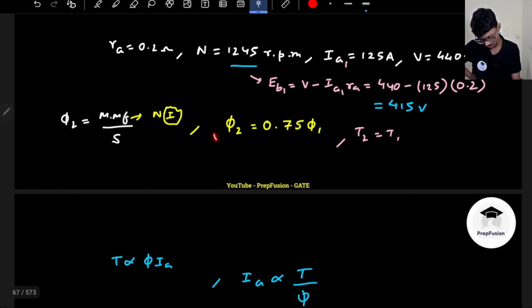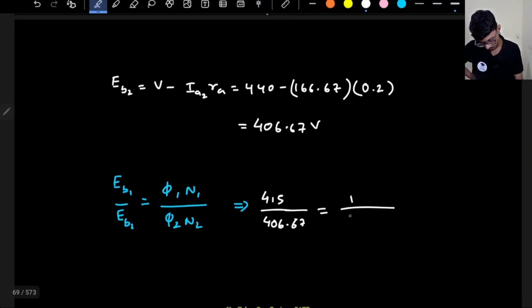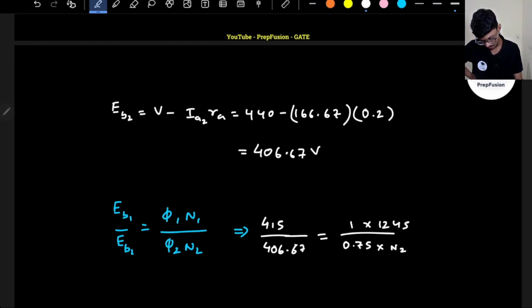Phi 1 by phi 2 is this. So phi 1 by phi 2 is 1 by 0.75. So it will be 1 divided by 0.75 into n1 divided by n2. I know n1 is 1245, and n2 I have to find out.